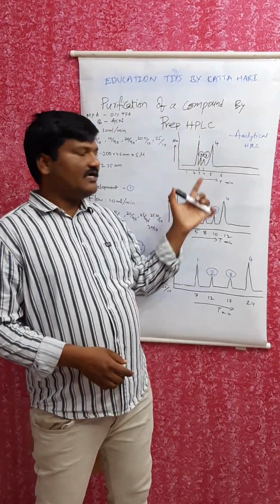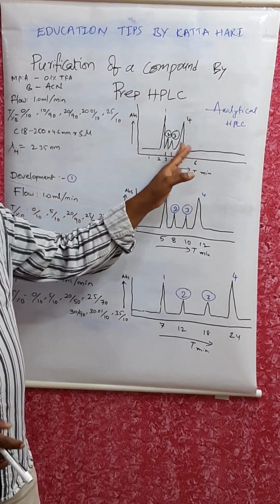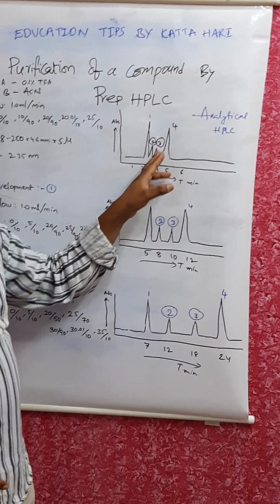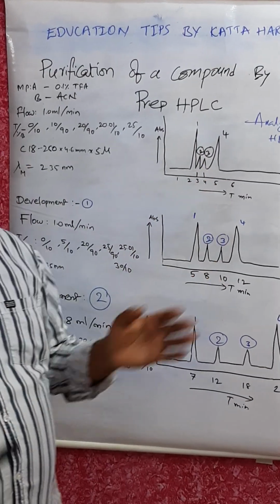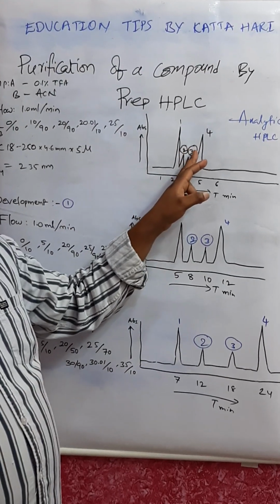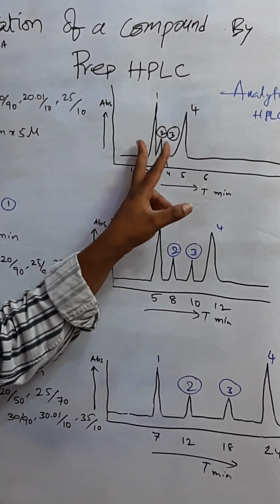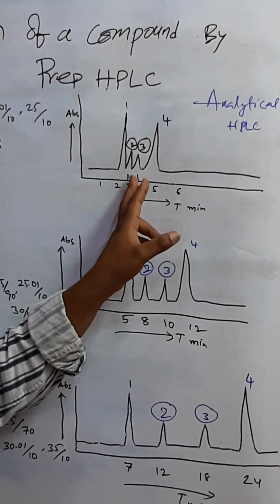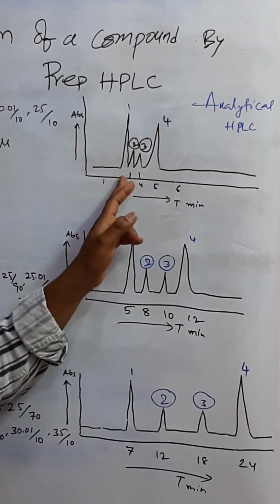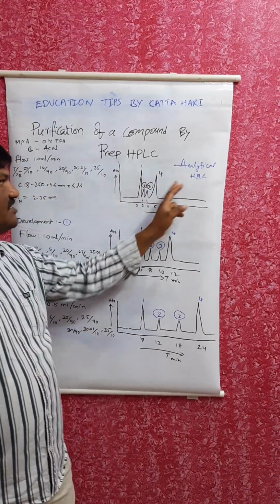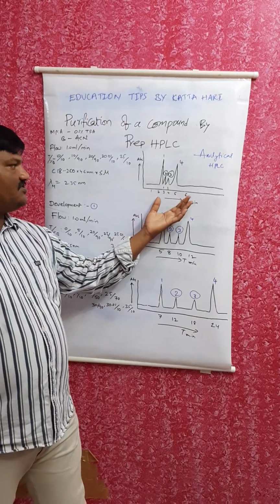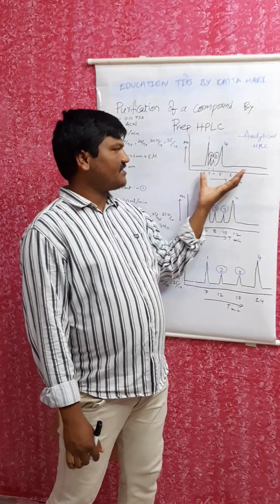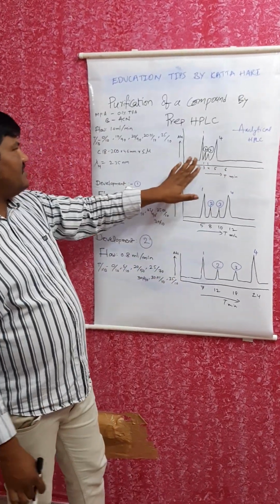This compound has four major peaks. Between these two peaks, based on the client requirement or the R&D requirement, peaks 2 and 3, which are very close and lie between the two major peaks, are the required peaks we have to isolate, and we have to develop the method for separation of these two compounds. This is the analytical HPLC chromatogram which the R&D people gave to us for the isolation of the compounds.